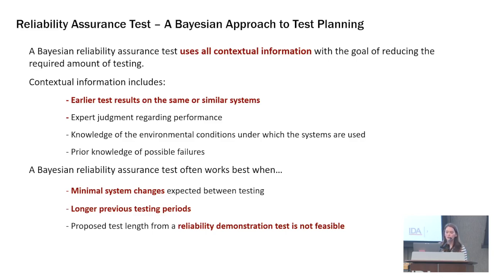And then additionally, we suggest that you use a Bayesian assurance test when it works best: when there are minimal system changes expected between testing, and longer previous testing periods so you have more data. And lastly, if the test plans from a reliability demonstration test are just not feasible, then perhaps if you have previous test data, you could also try using a Bayesian assurance test.